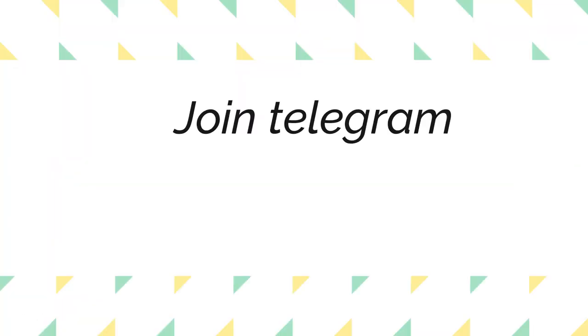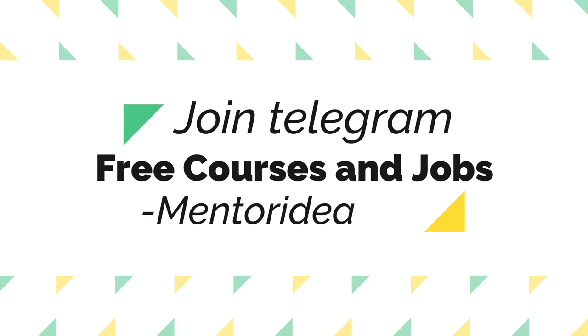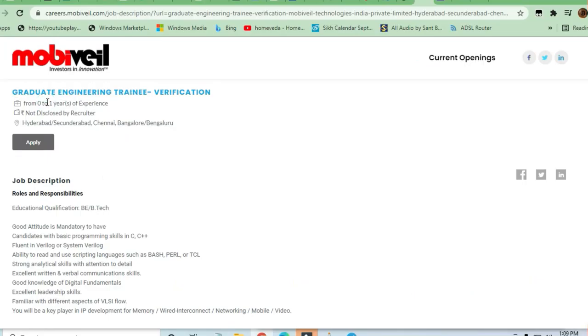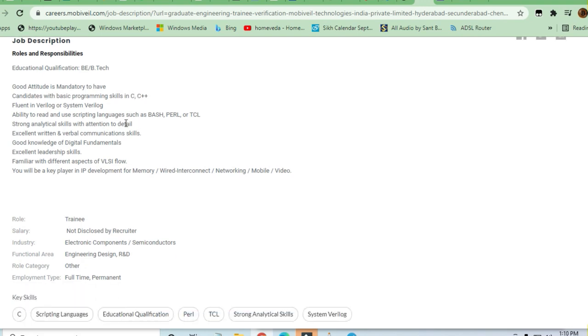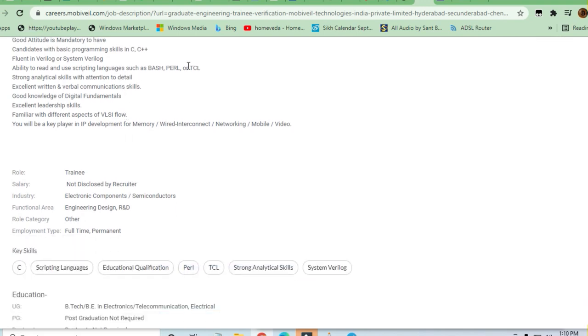Mobiveil is hiring Graduate Engineer Trainees. Verification engineer training is required. 0 to 1 year of experience is needed only, and you will be hired for Secunderabad, that is Hyderabad, Chennai, Bengaluru. So yeah, guys, you have to just click on the apply now button to apply for this job. The educational qualification required is BE, BTech. Anybody who has skills in C, C++ can apply.